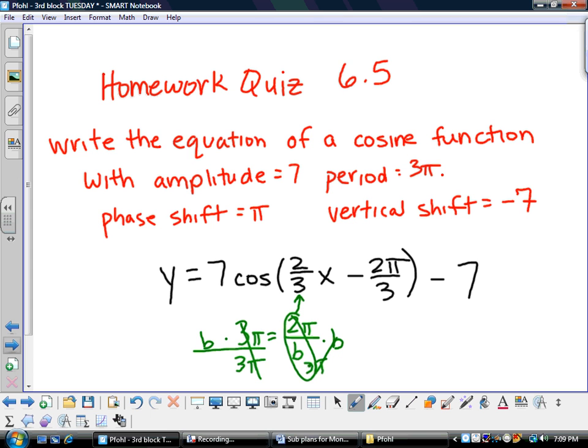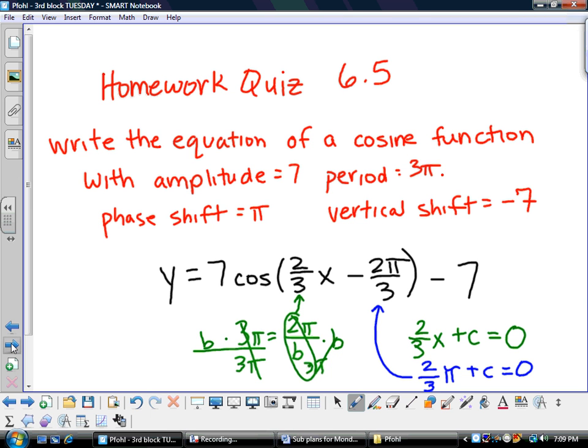For this last number, that has to do with the phase shift. I usually take what's inside the parentheses, set it equal to 0, and solve for x. When you solve for x, you get the phase shift. So if I plug the phase shift in for x right now, that will let me solve for c, and I get that c equals negative 2 pi over 3.